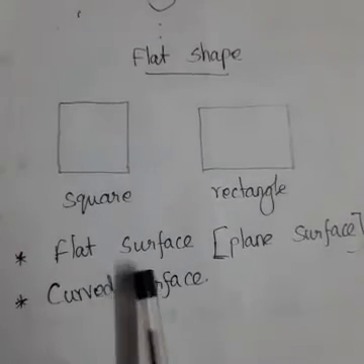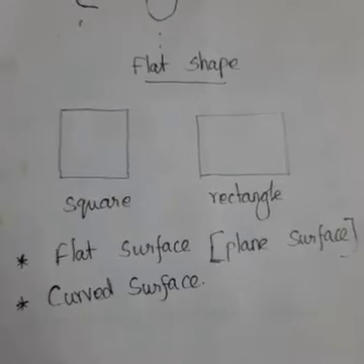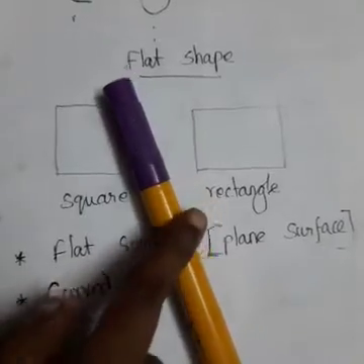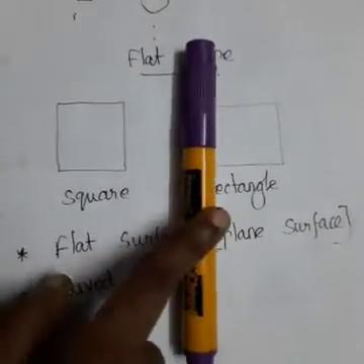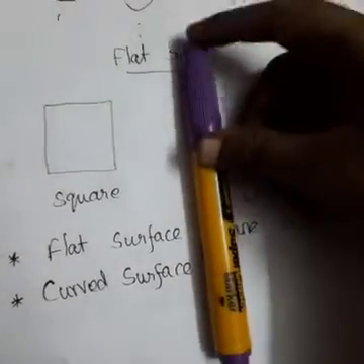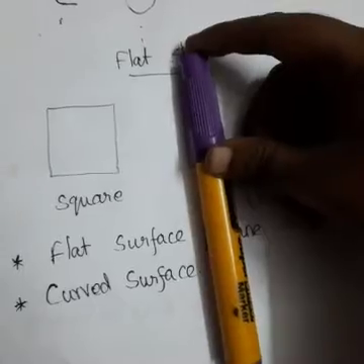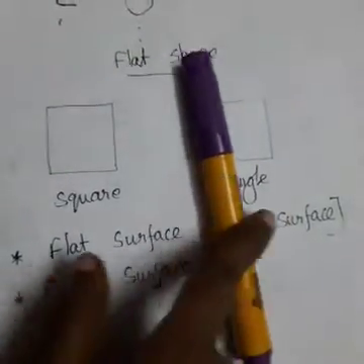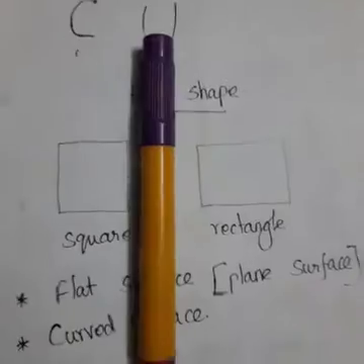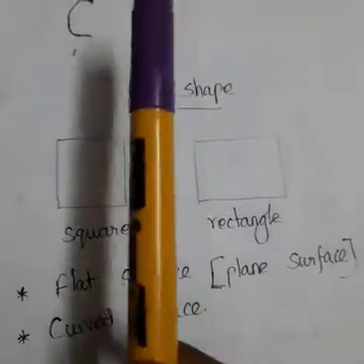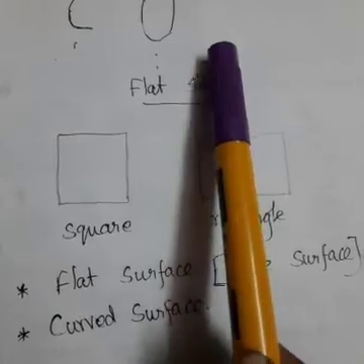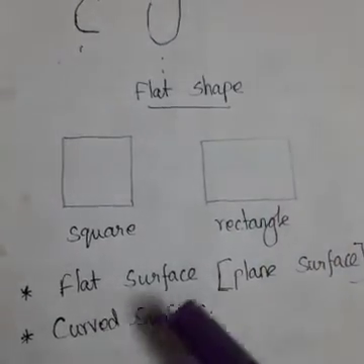Students, which are curved surface objects? This is curved surface objects. This is not a flat surface. Bottom and top is the flat surface. This is curved surface. What shape? This is cylinder shape. Cylinder shape, cone shape and sphere shape are called the curved surface.